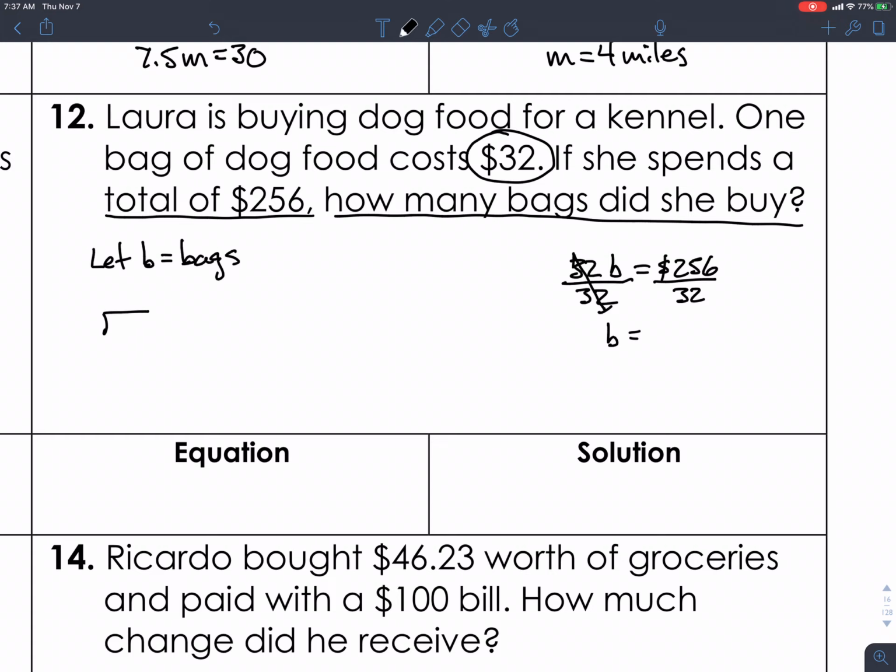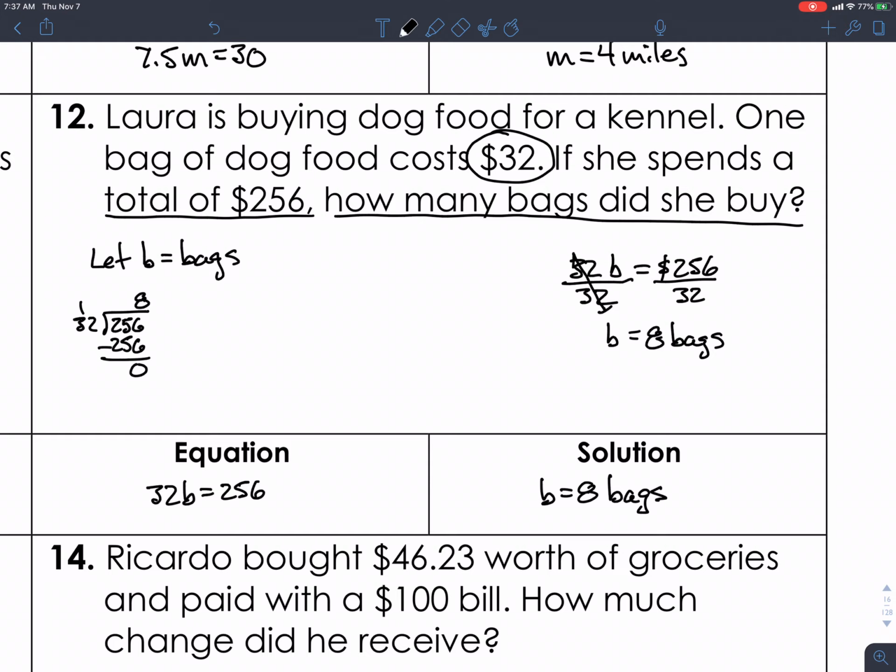Top dog goes in the house. So that's the number on the top goes inside. So we put the other number outside. 32 goes into 256 or 25. It doesn't. I think it goes in 8. 8 times 2 is 16. Carry the 1. 3 times 8 is 24. Plus 1 is 25. Subtract that, 0. So it's 8 bags. So our equation was 32B equals 256. Solution, B equals 8 bags.